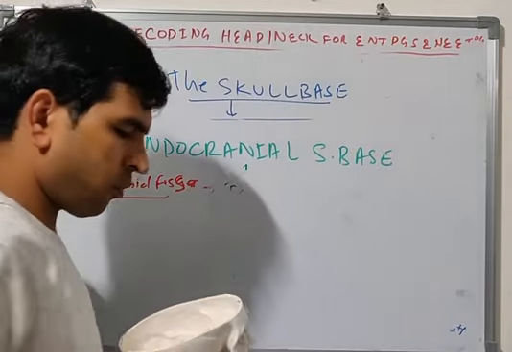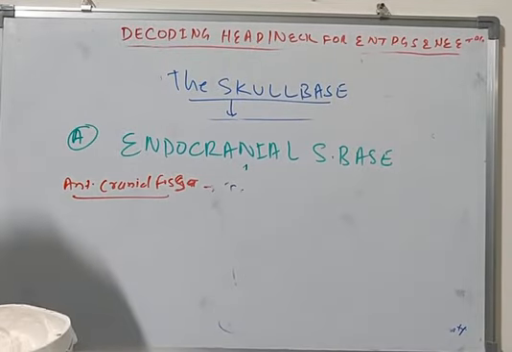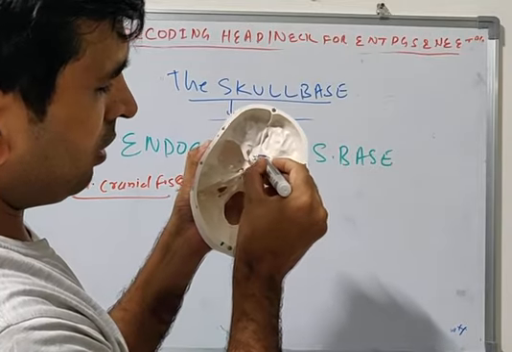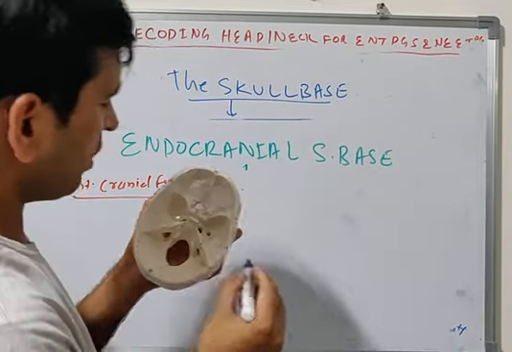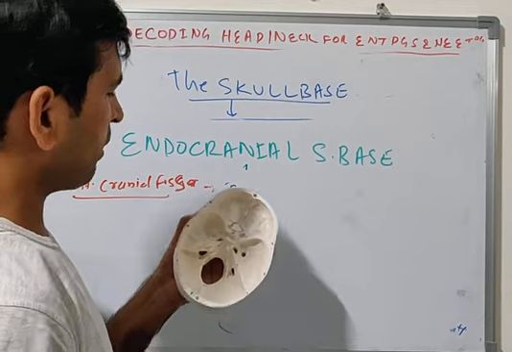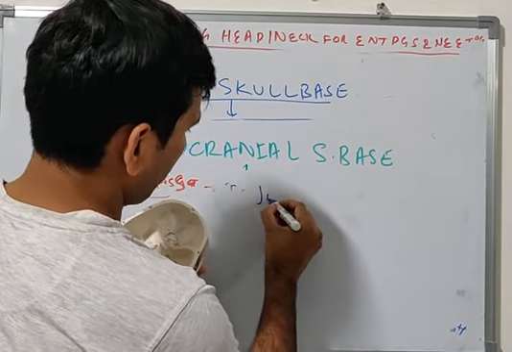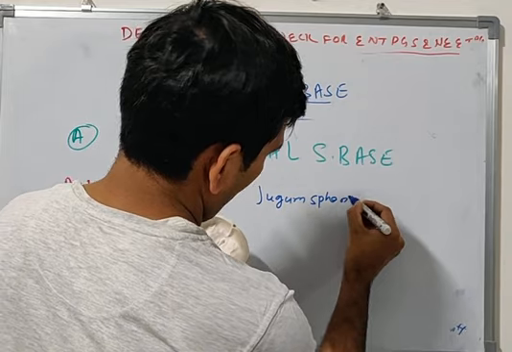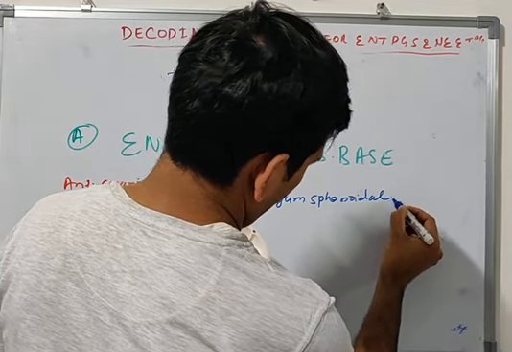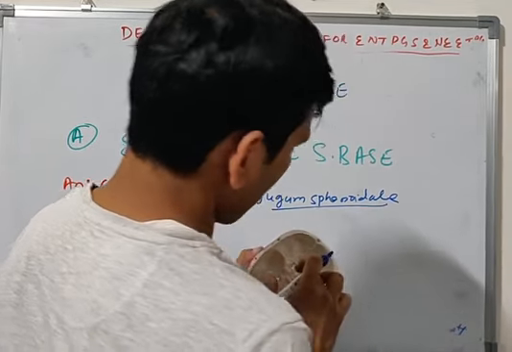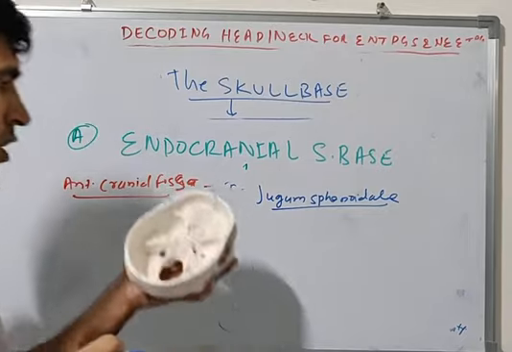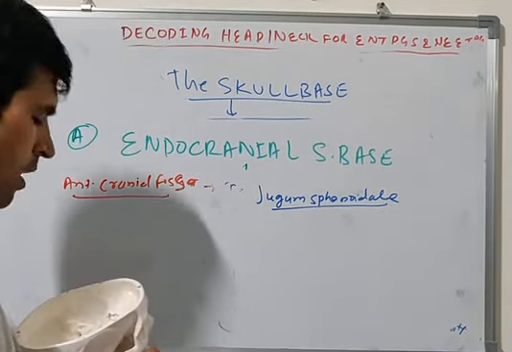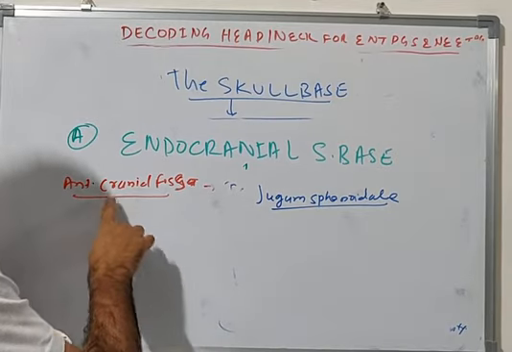Now in the anterior cranial fossa, you find this area posterior to it called the jugum sphenoidale. It is mainly hard bone. That is called the jugum sphenoidale. Now this is mainly about the anterior cranial fossa.